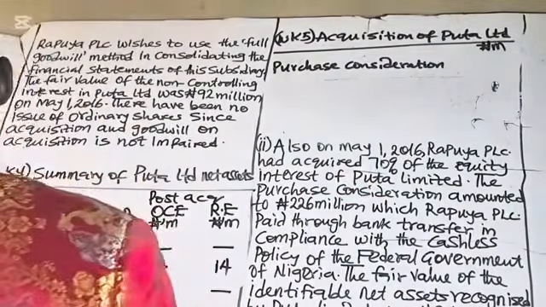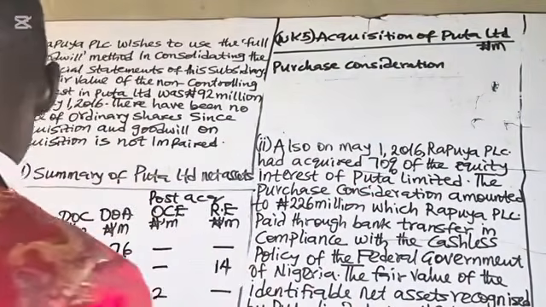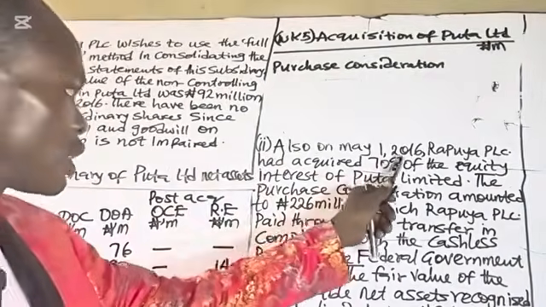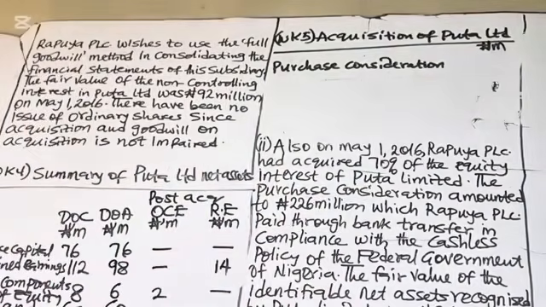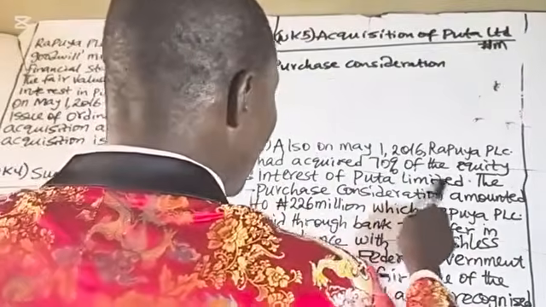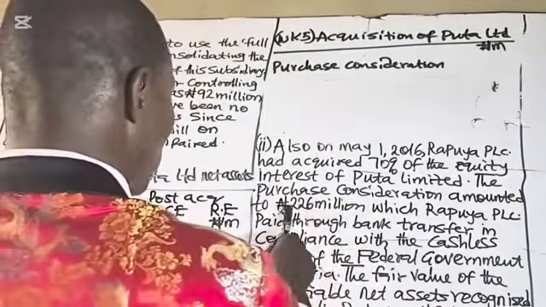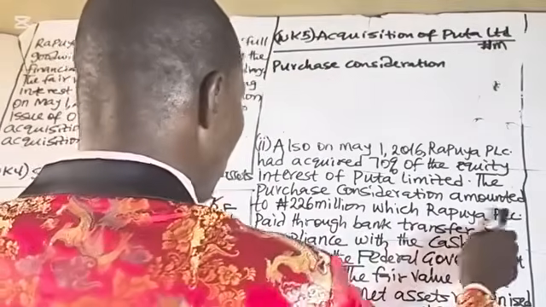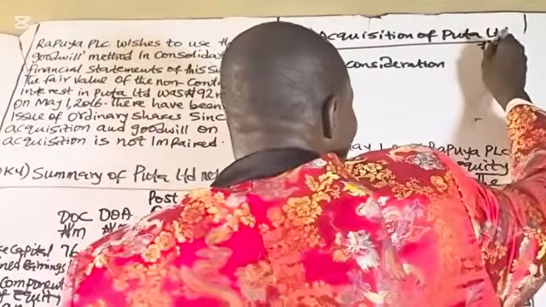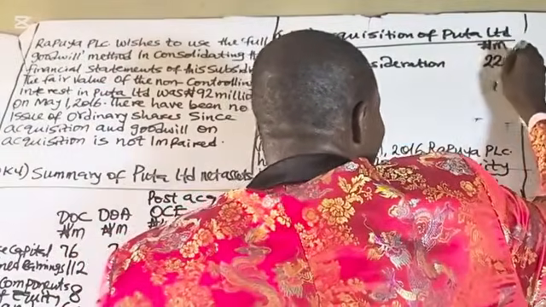On acquisition of Puta Limited, the consideration given is 226 million. We were told also that on May 1st, 2016, Rapuya PLC had acquired 70% of the equity interest of Puta Limited. The purchase consideration amounted to 226 million, which Rapuya PLC paid through bank transfer. The purchase consideration is 226 million.